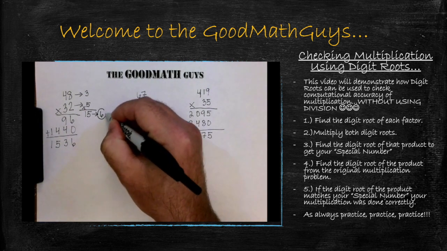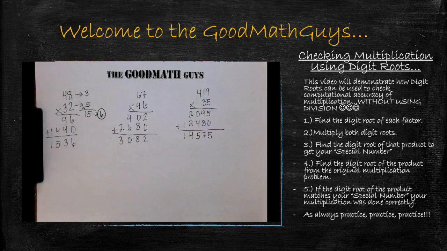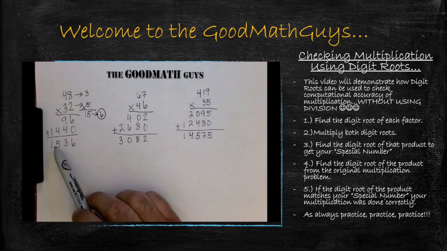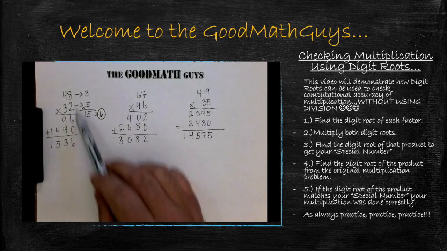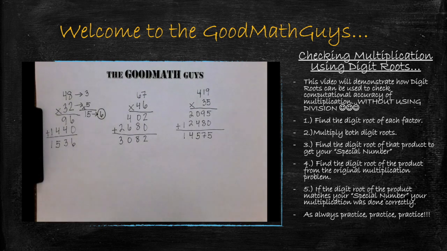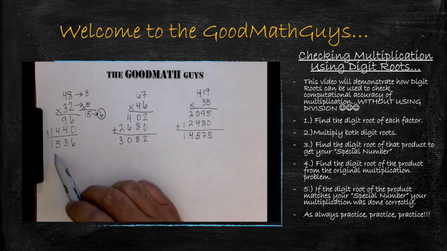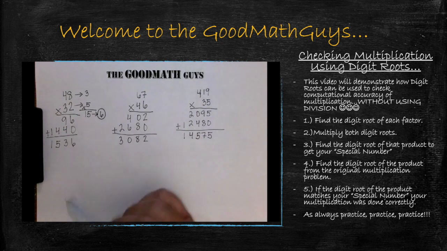This 6 right here is very, very important for this particular problem. If our product has a digit root of 6, we can safely say that all of our multiplication was done correctly. So for this one, since I'm dealing with more than 2 digits, I am going to try to eliminate any of the 9s that I might see. And if you're looking carefully, there's several 9s you could see.